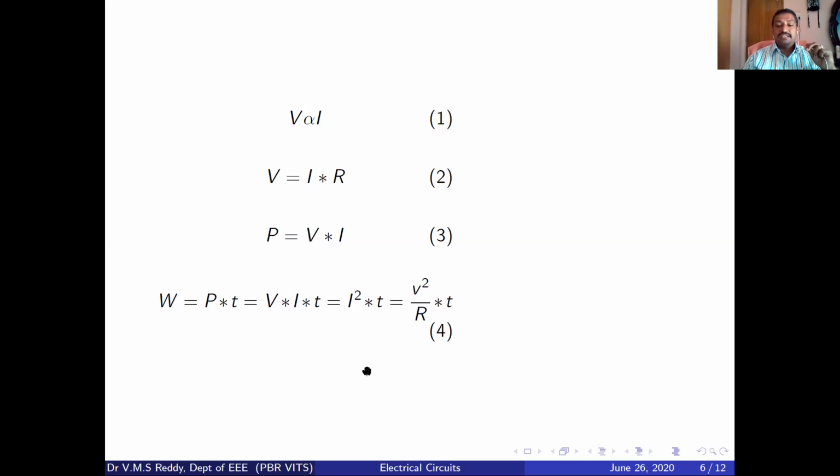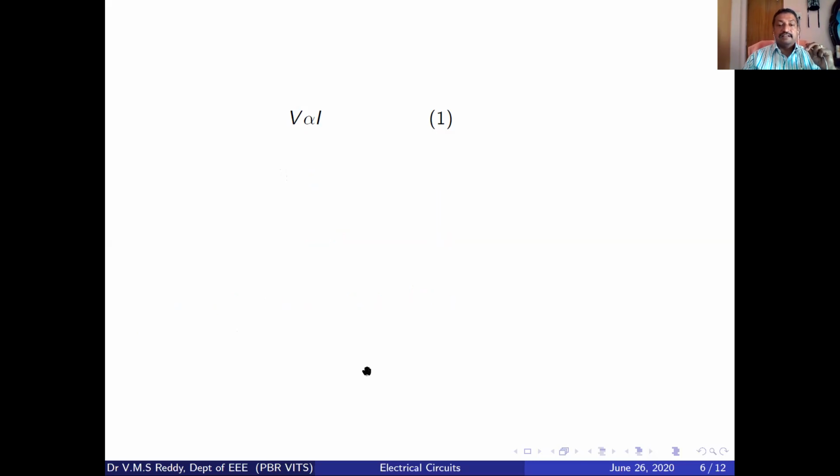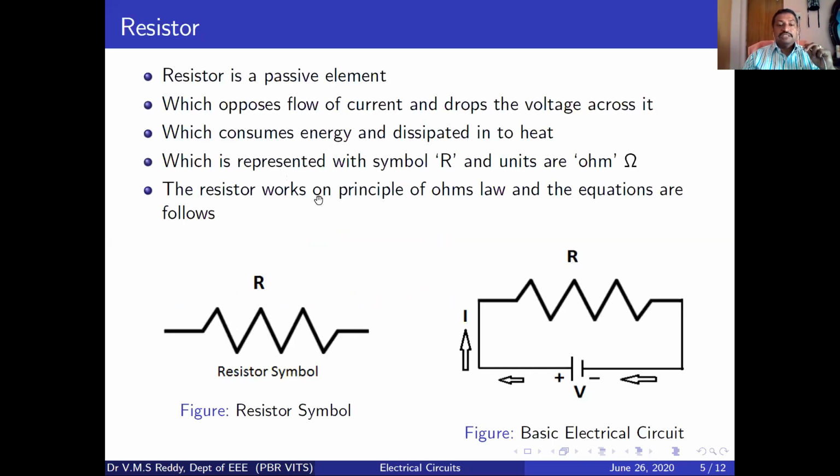This much energy is dissipated in the resistor in the form of heat. The resistor works on the principle of Ohm's law and consumes energy and dissipates it as heat. So this is the basic property. There are three properties of a resistor: it opposes the flow of electric current, drops voltage across it, and consumes energy in terms of heat.